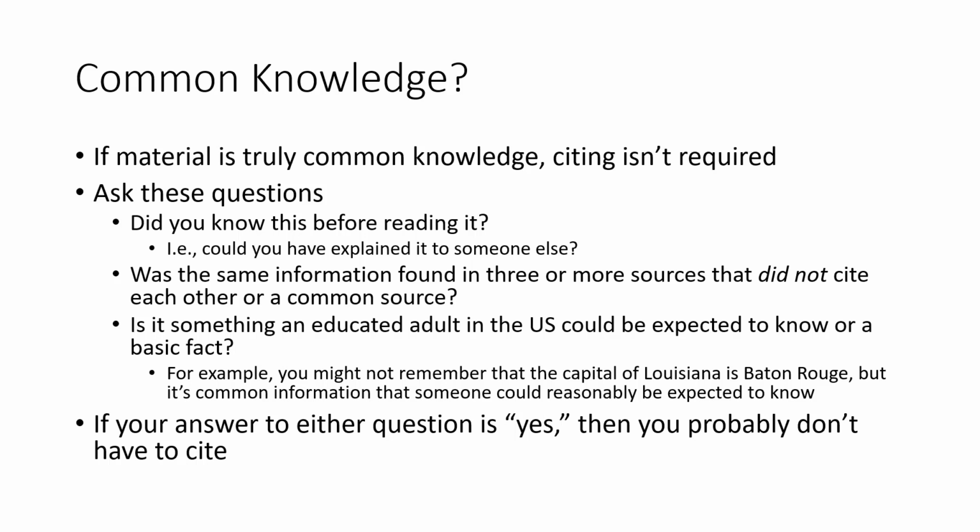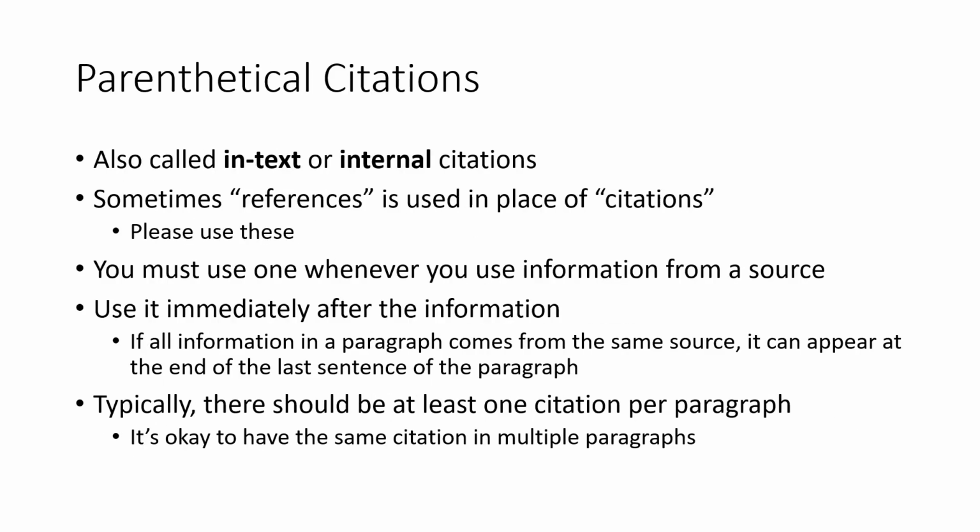It's important that if you're ever uncertain whether or not you should cite something, err on the side of caution. If you're ever uncertain, you should cite it. The cites that we normally use are parenthetical citations. These are also called in-text or internal citations.